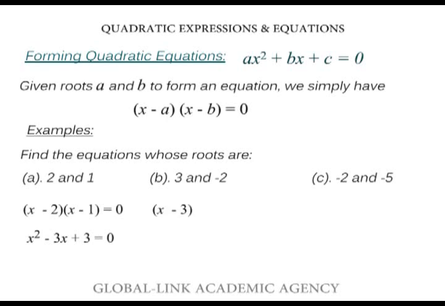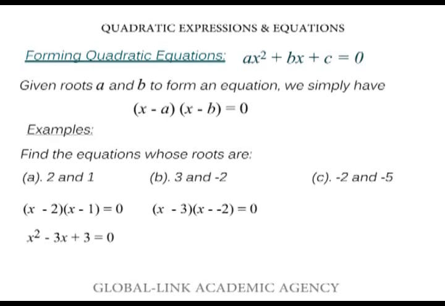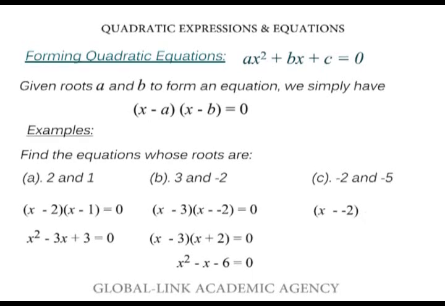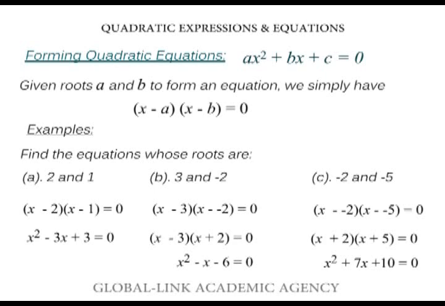b, x minus 3 times x minus minus 2 is 0. We expand and we shall get x squared minus x minus 6 is 0. C. x minus minus 2 times x minus minus 5 is 0. x plus 2 times x plus 5 is 0. x squared plus 7x plus 10 is 0.